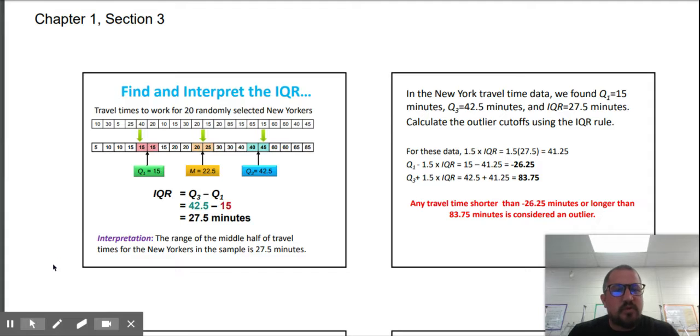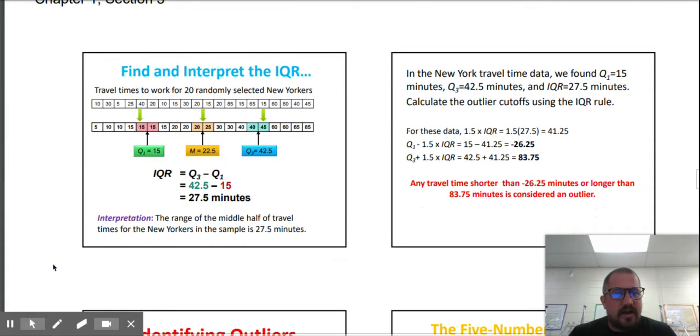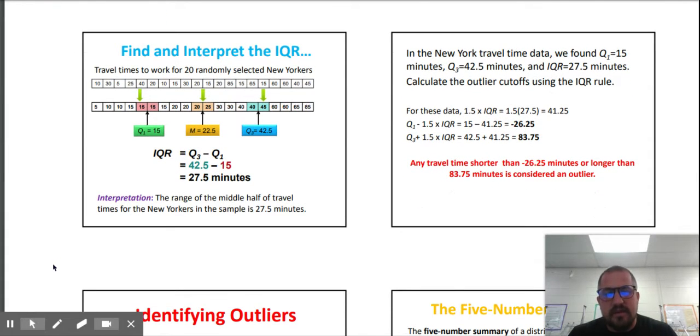Now, for the first time, we want to look at an outlier. How do we calculate an outlier? The formula to calculate an outlier is 1.5 times the IQR. So the IQR in this problem is 27.5. And if we put in our calculator 1.5 times 27.5, we end up with 41.25.